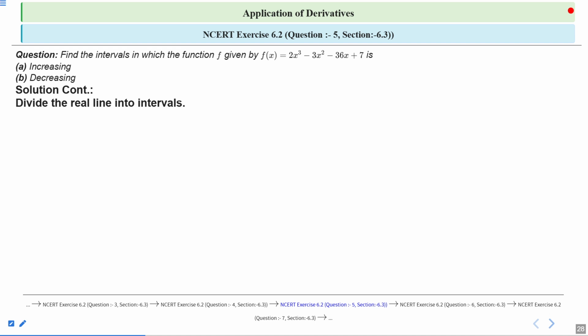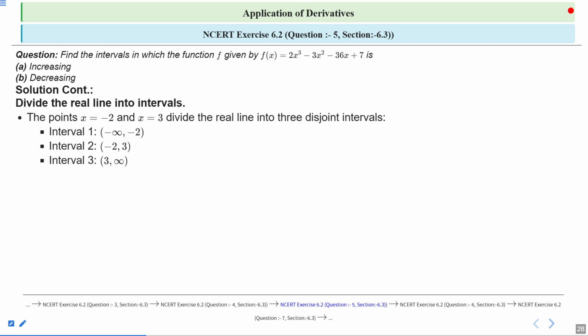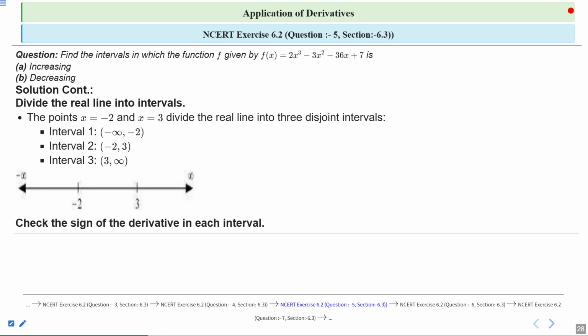Now divide the real line into intervals. The points x equal to minus 2 and x equal to 3 divide the real line into 3 disjoint intervals. Interval 1, minus infinity to minus 2. Interval 2, minus 2 to 3. Interval 3, 3 to infinity, right? Clear? You can see the intervals. We need to check the sign of the derivative in each interval.